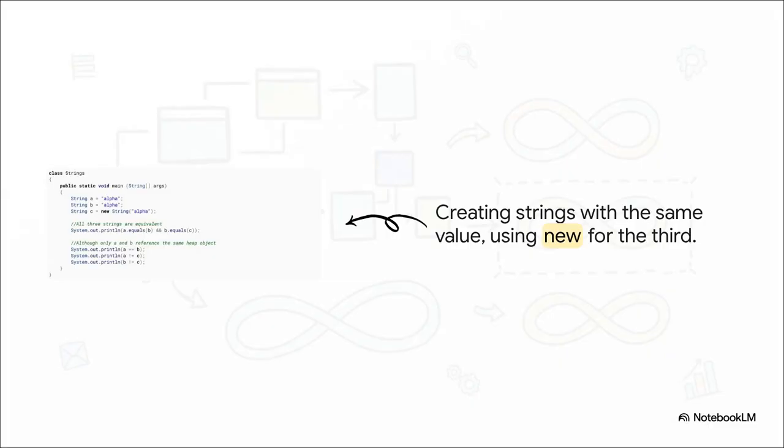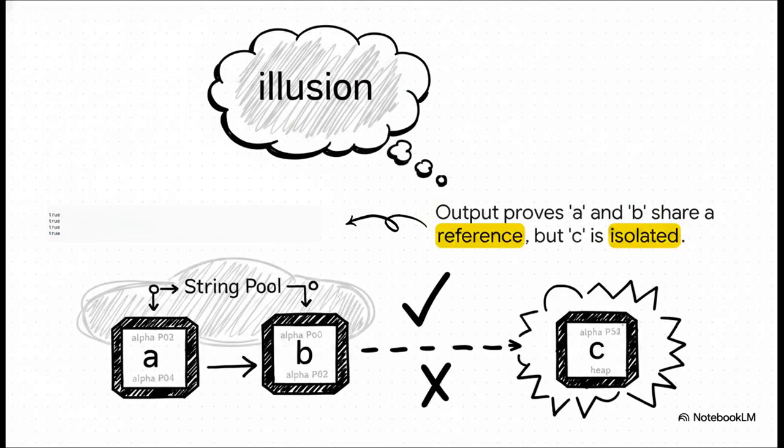Let's see this in action. Take a look at variables A and B here. They're simple literals, both assigned to the exact same word. But variable C? That one forces a completely new heap allocation because we explicitly used the new keyword. And this perfectly illustrates the illusion we're talking about.